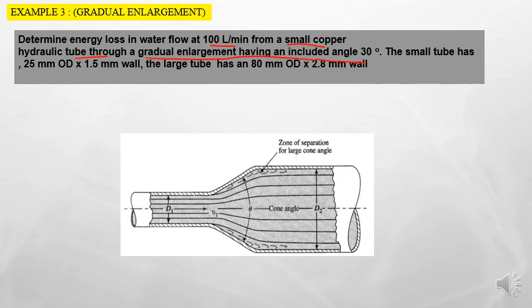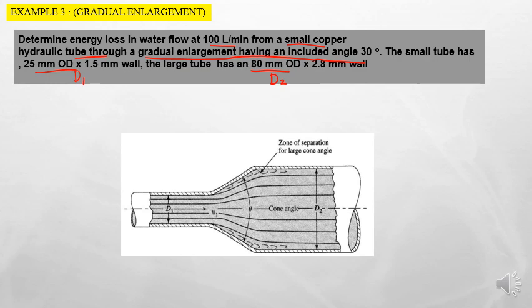The small tube has a diameter of 25 millimeter for the outside diameter. This one is actually D1, and the outside diameter for the larger part is 80 millimeter. If you can see here, from example 1 until this example, I keep using the same specification so that it will be easy for you to understand the concept, and to get familiar with how to use this table.